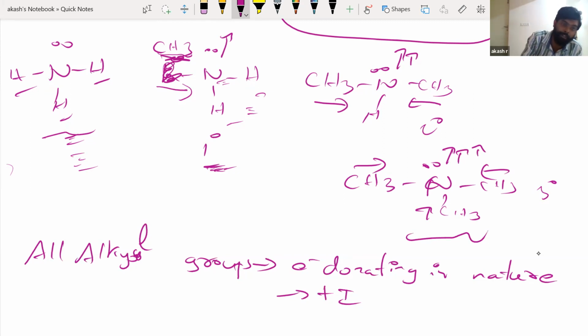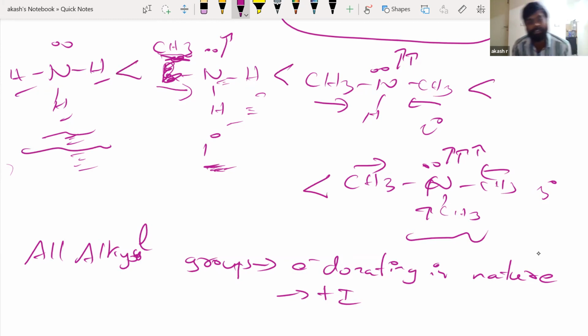And the minimum availability of lone pair will be there for your ammonia molecule. So now I can say that the order of basic strength is like this. That means the primary amines are going to be more basic than ammonia. Secondary amine is going to be again more basic than primary. And the most basic of them all is going to be your tertiary, because that is having maximum availability of lone pair, and that is going to be the strongest base.